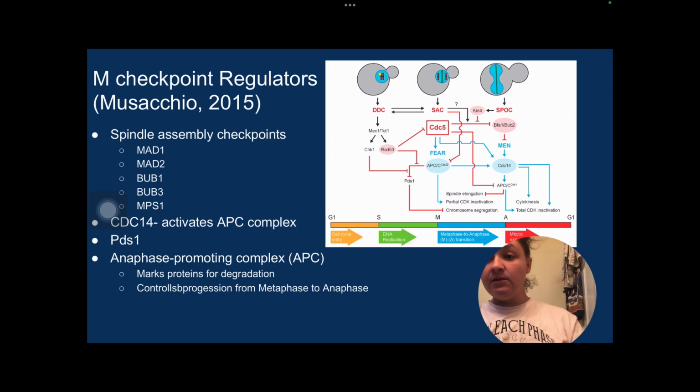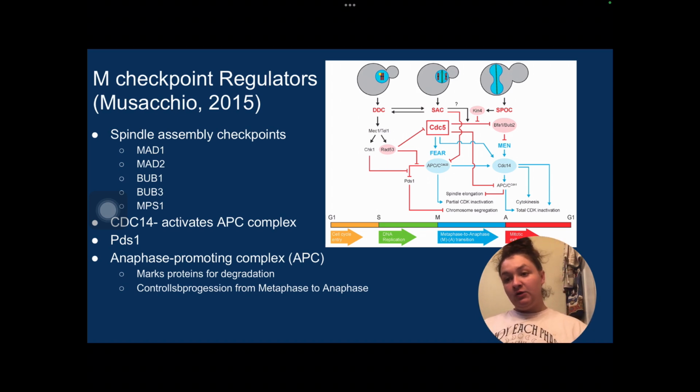BUB proteins are kinases that localize to kinetochores. They play a central role in the M checkpoint. BUB1 recruits other M checkpoint proteins, including BUBR1 and BUB3, which help to maintain the checkpoint signals. BUB1 also phosphorylates histone H2A, which is important for the recruitment of MAD1 and MAD2 to kinetochores.